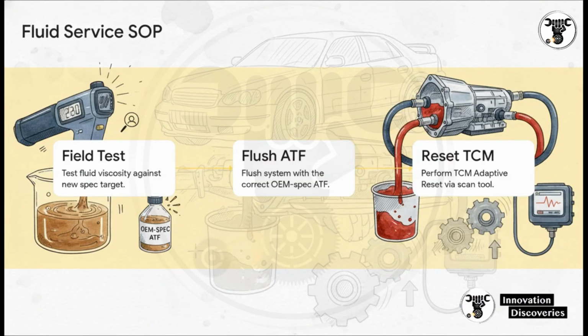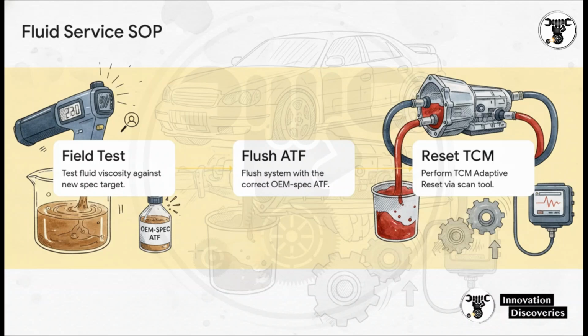So the crucial point is this 3-step SOP to verify your fix in the bay. Step 1, field test the fluid. Grab a portable viscometer or use a lab test to confirm the viscosity is within 10% of the new fluid spec. Step 2, flush the system with the exact correct OEM spec ATF. Please do not use universal fluids here. And Step 3, perform a TCM adaptive reset using your scan tool.